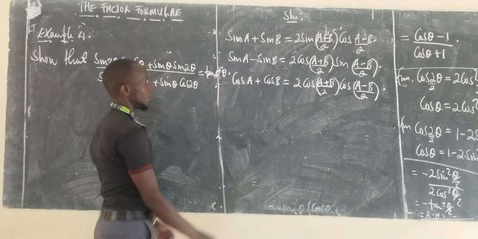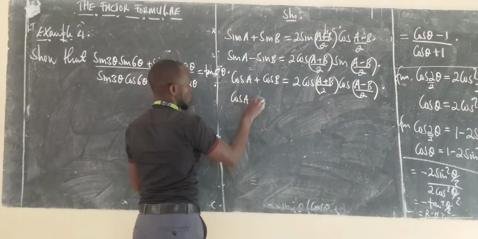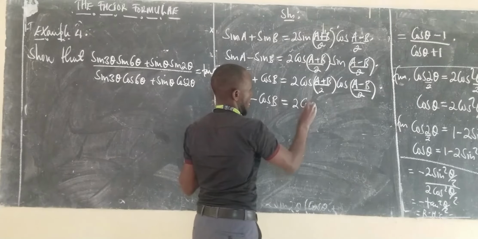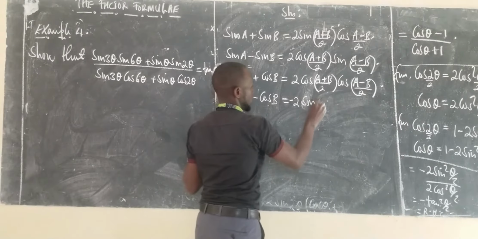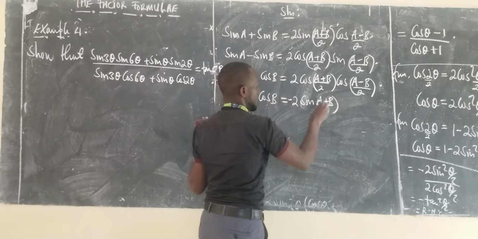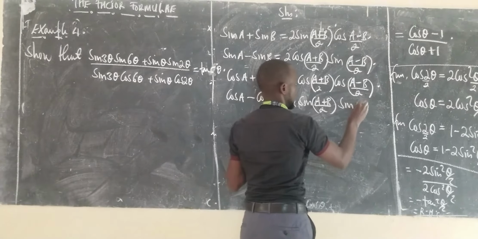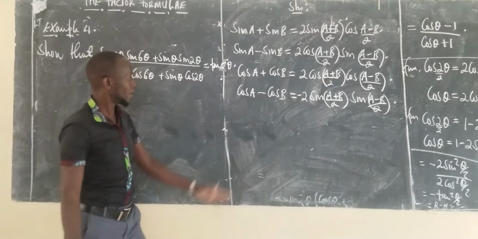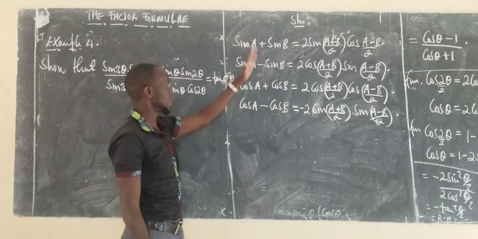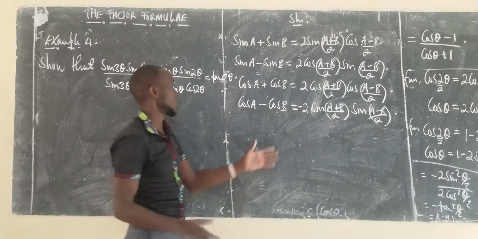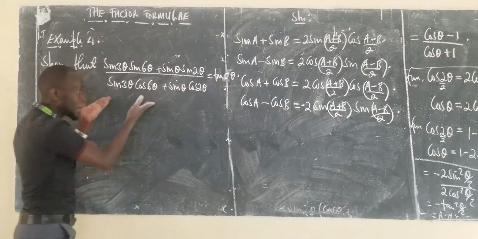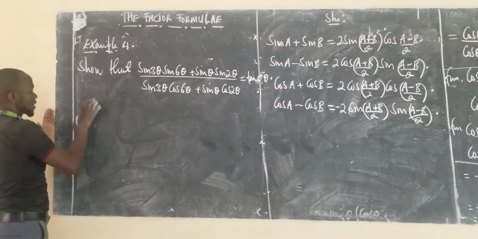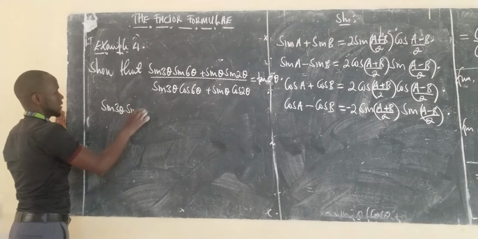Also, lastly, you must be aware that it is cos minus cos, we shall always have twice negative sine same sum, sine same diff. So these ones must be in your mind. That whenever you have cos minus cos, cos plus cos, sine minus sine, sine plus sine, what do I get as a result? If you know this, then this one becomes a bit simpler. Now look at this. Somebody is saying sine 3 theta, sine 6 theta.